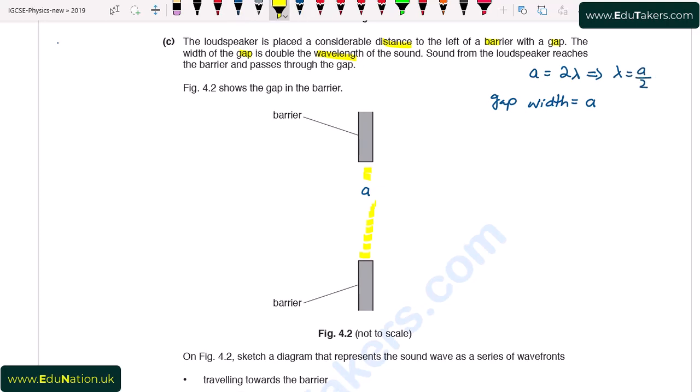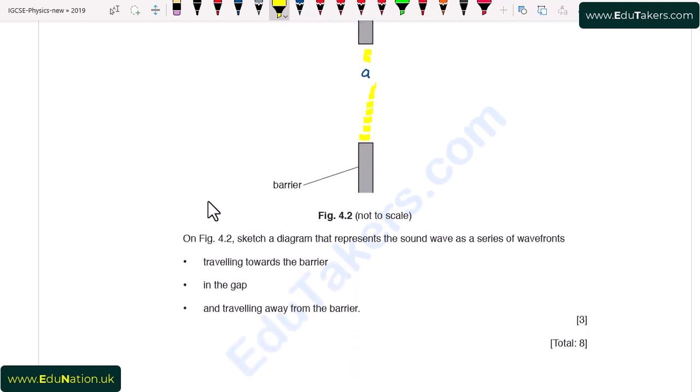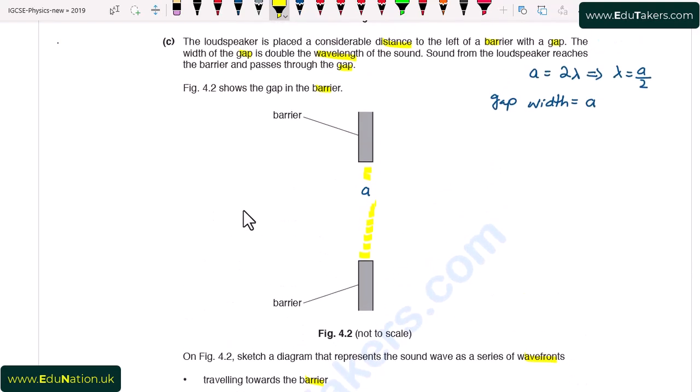Sound from the loudspeaker reaches the barrier and passes through the gap. Figure 4.2 shows the gap in the barrier. On figure 4.2, sketch a diagram that represents the sound wave as a series of wavefronts, part 1, traveling towards the barrier, in the gap and traveling away from the barrier. So here we have to show the wavefronts that are traveling toward the barrier. First of all, it is given that the gap width is equal to double the wavelength.